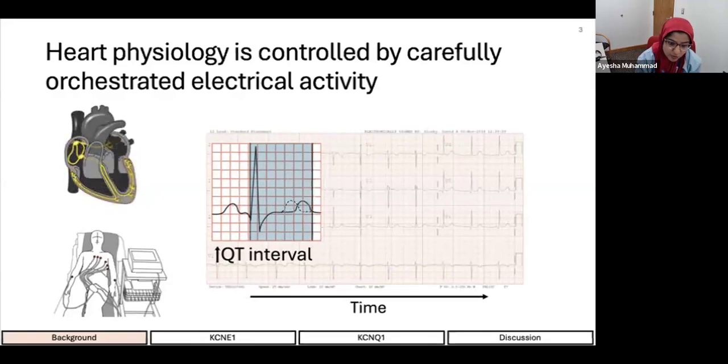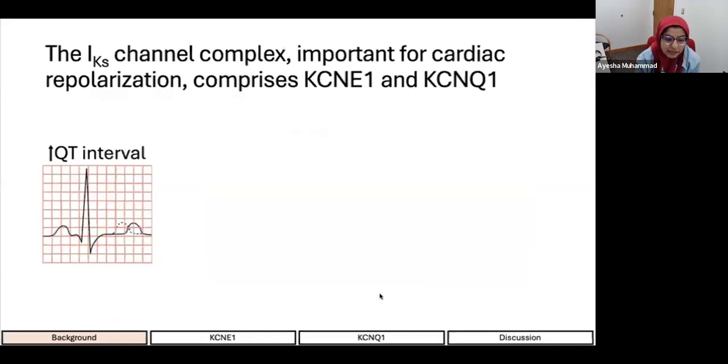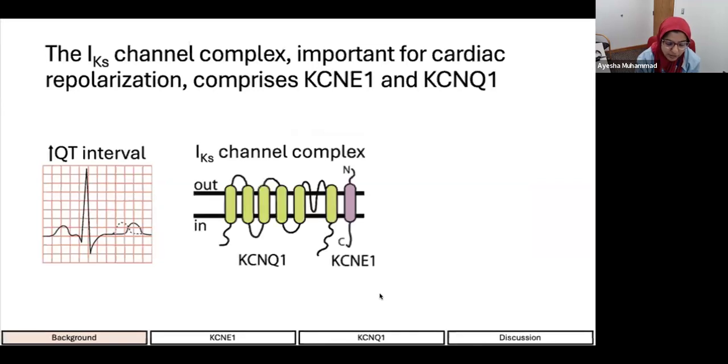Prolongation in this QT interval can lead to fatal arrhythmias, and you don't need an MD to see that this EKG looks pretty different and pretty disorganized compared to the one that I showed you before. So what causes prolongation in the QT interval? One of the channel complexes, the IKS channel complex, is important for cardiac repolarization, and rare variants in the IKS channel complex, so in either KCNQ1 or KCNE1, can cause prolonged QT.